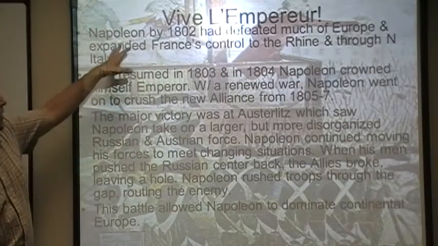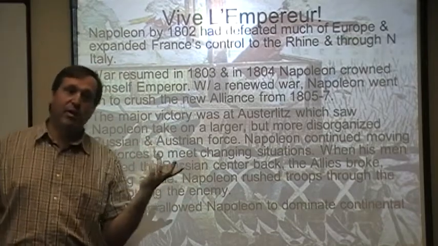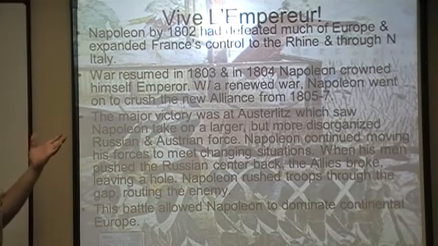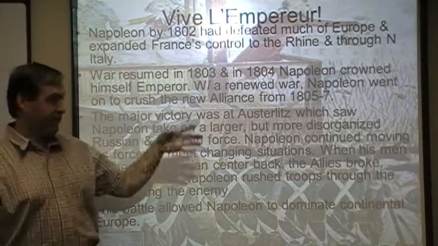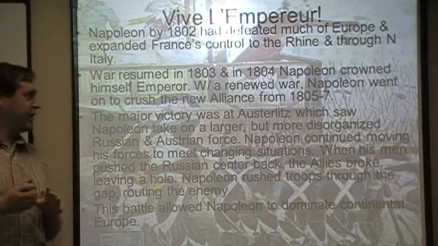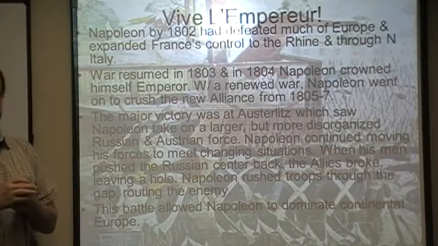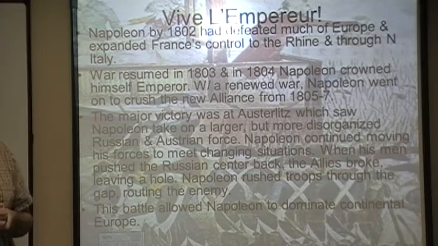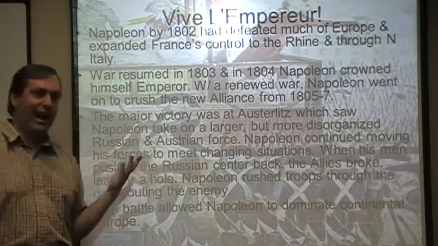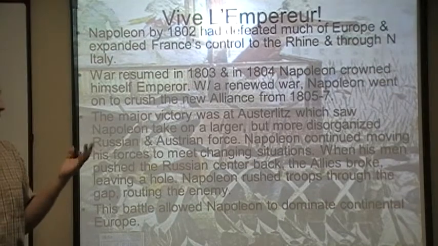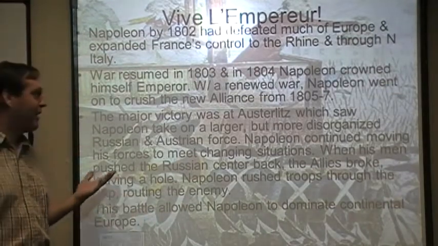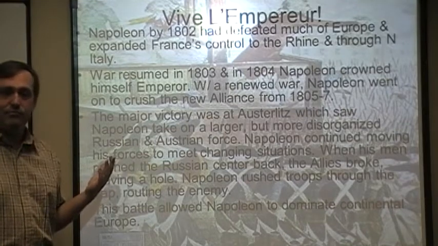Here we go. By 1802, Napoleon had done a number on much of Europe's armies, and really had extended France's control to the Rhine River through northern Italy, and was in an extremely dominant position. There's going to be a brief little break in the fighting that's going to take place. It was called the Peace of Amiens. You can think of it sort of like halftime at a football game, where these guys kind of go in the locker room and take a little breather, but you know that they're just going to come back and go at it again.